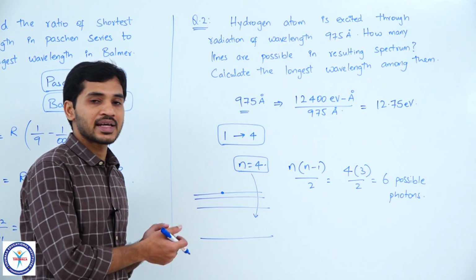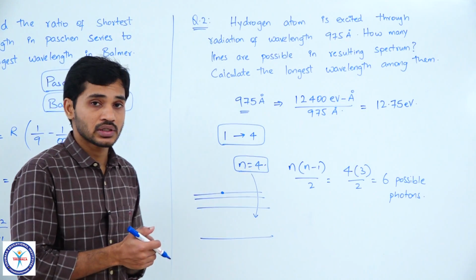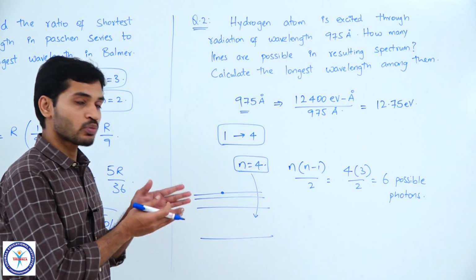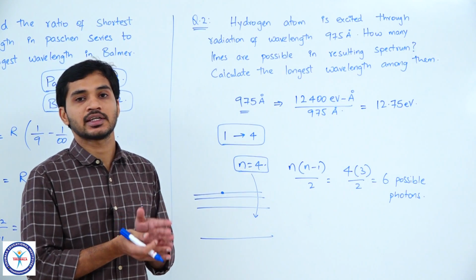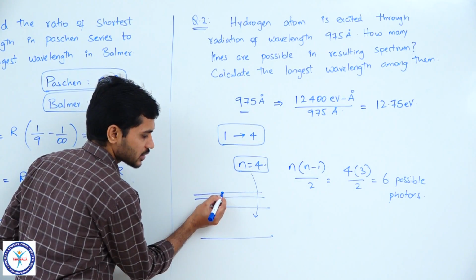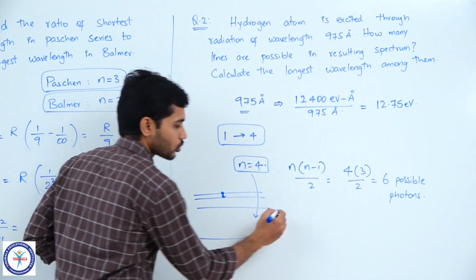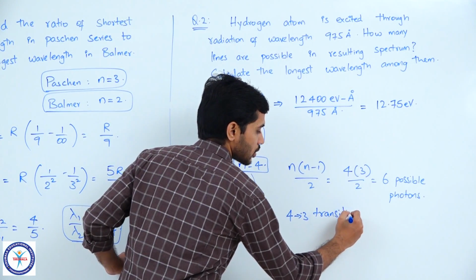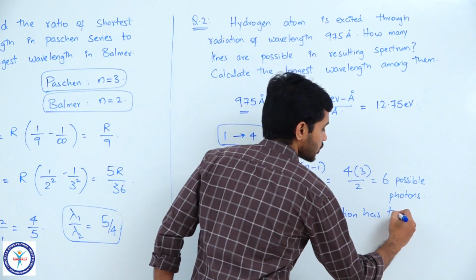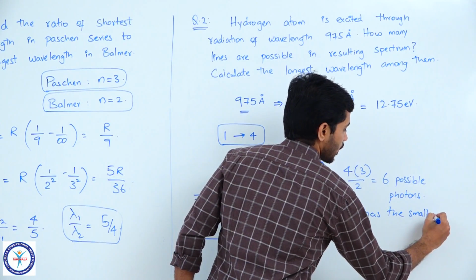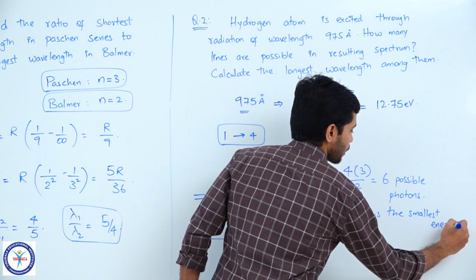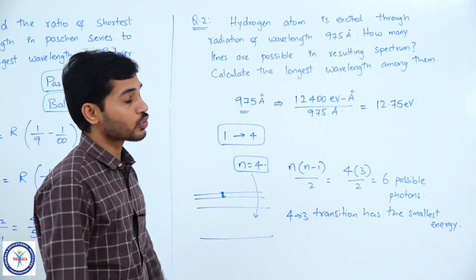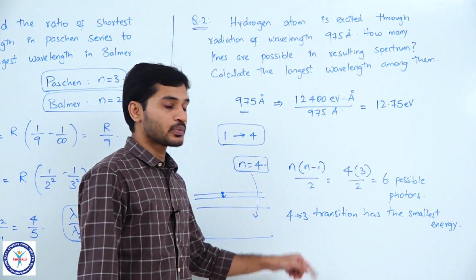Out of all these transitions, can you tell me which would be the smallest energy transition? You can see in the diagram itself, the smallest gap corresponds to the smallest energy transition. The smallest gap here is between these two energy levels, which is the 4 to 3 transition. So the 4 to 3 transition has the smallest energy. What they are asking you now is to find the wavelength corresponding to that transition.